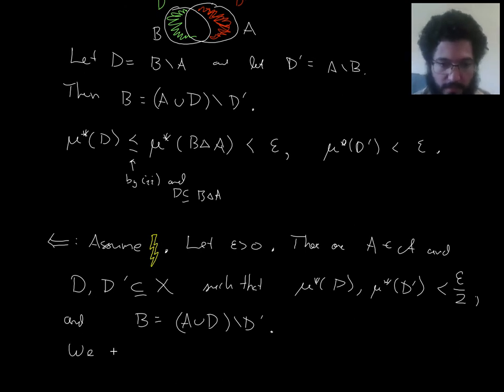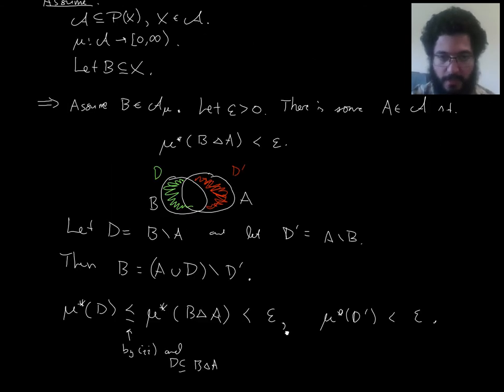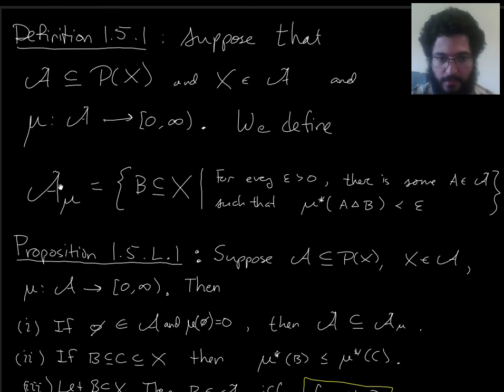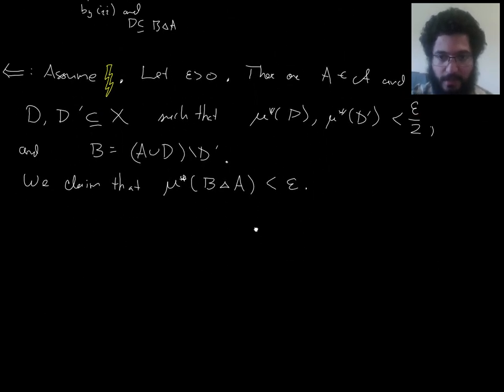Now our claim is that the special set A works for proving that B is mu measurable, meaning if you take the symmetric difference B with A and take the outer measure of that, then that's less than epsilon. So that's our claim. If we prove this, then for arbitrary epsilon we have found a special A such that mu star of the symmetric difference is less than epsilon. That's the definition of B being in the set A mu. This is the definition. So it remains to prove this claim here.